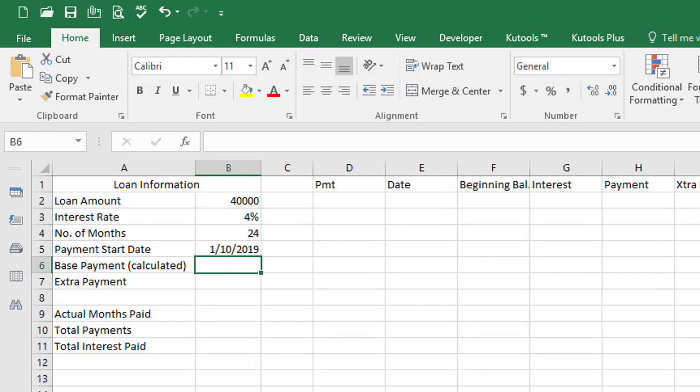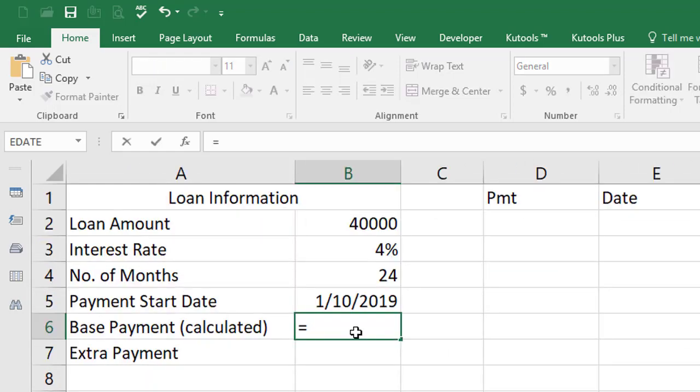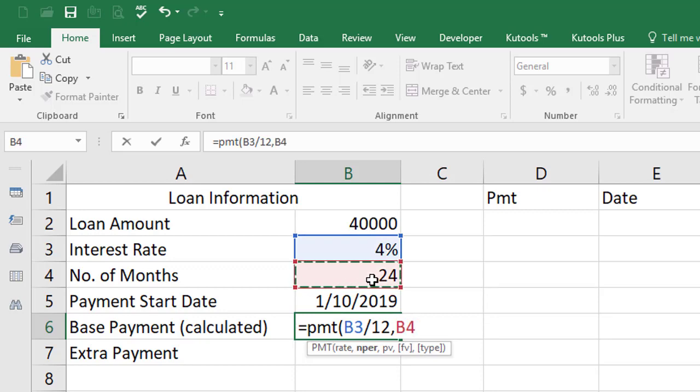Now for the basic payment calculation. I'm going to do an equals PMT function. There are several arguments that we can put into the payment function. I'm only worried about the first three, not the optional ones. So first I need to plug in the rate. I'm going to click on the cell that contains the annual rate, divide it by 12 to make a monthly rate, comma. I'm going to click on the cell that contains the number of months for my loan, comma. And then I'm going to do a negative version of the loan amount, the debt. Close my parentheses. That'll complete my payment function.